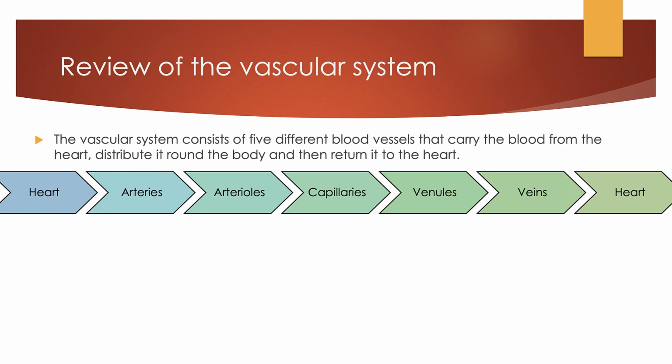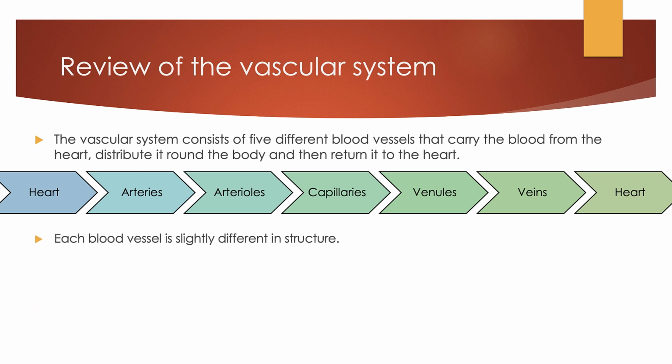The vascular system consists of 5 different blood vessels that carry blood from the heart, distribute it around the body and then return it to the heart. As you can see here, we start in the heart, then we go to the arteries, then the arterioles, then the capillaries, the venules, veins, and then back to the heart.